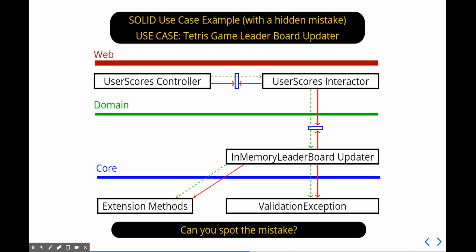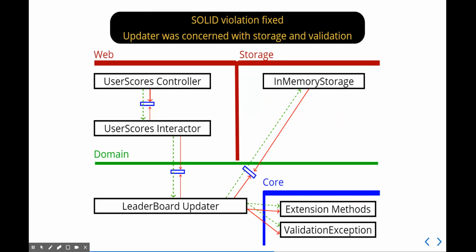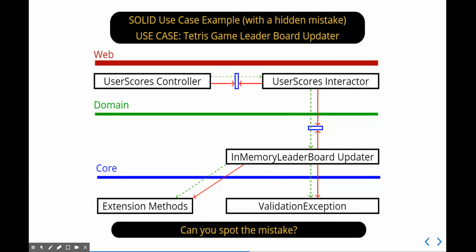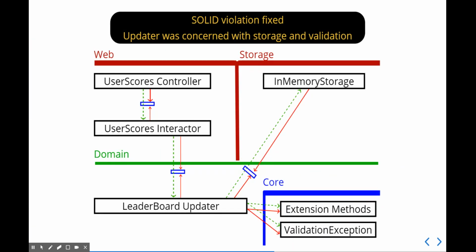Now, you'll notice in this slide at the bottom, I'm asking if you can spot the mistake, because there is a solid violation that is expressed in this diagram. Now, the mistake was, as you can see, in-memory leaderboard updater there in the domain. It does validation, and it's also updating the leaderboard. So it has storage and validation as two concerns.